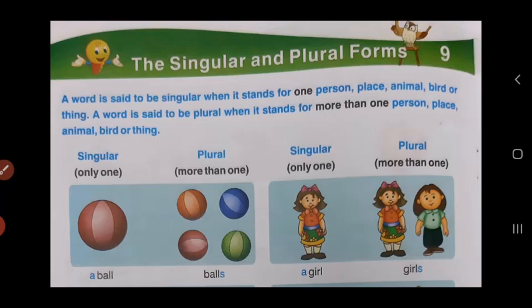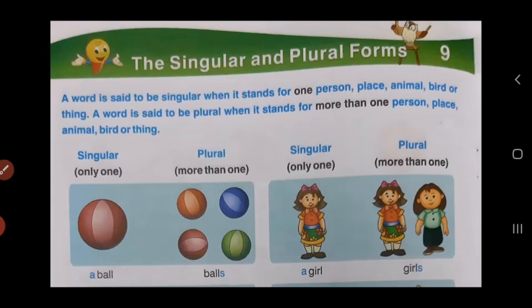So, children, whenever we have a naming word or a noun which is single, means only one, then we say it is singular. And when we have more than one naming word, it could be anything, a person, place, animal, bird, or thing, but if it is more than one, then we say it is the plural form. So singular means one thing and plural means more than one thing.